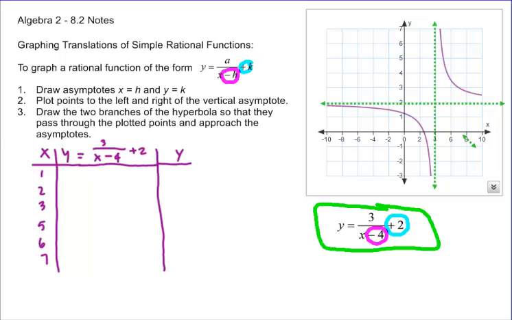So what's that going to look like? Well, it's going to look like 3 over 1 minus 4 plus 2. And you can do this math, either on a calculator or by hand or whatever. But 3 divided by negative 3 is negative 1, and negative 1 plus 2 is 1. And then I take the same step again here with 2. So I'm going to have 3 over 2 minus 4 plus 2. And that's going to end up being negative 3 halves plus 2. And so again, you can punch it into your calculator or do it by hand, but negative 3 halves plus 2 is going to be a half.